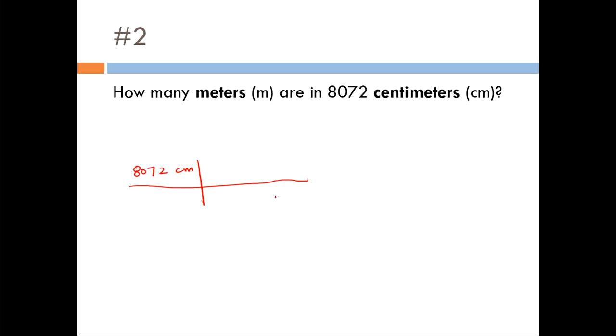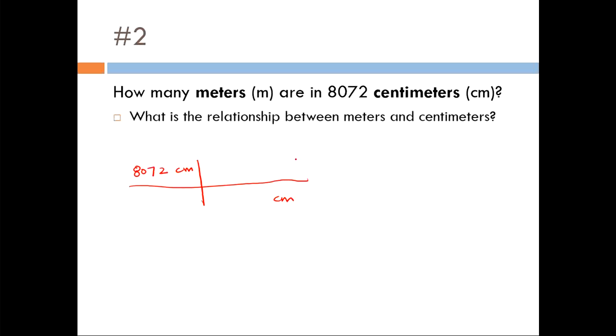I'm going to bring down centimeters. And remember what this next fence is. It's a conversion factor. So let's think about that conversion factor. What is the relationship between meters and centimeters? We have 1 meter is equal to 100 centimeters.